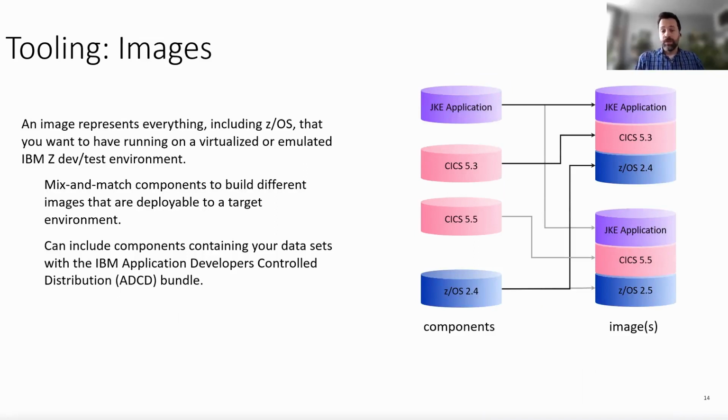So an image really represents everything that is going to be running on the either emulated or virtualized environment. You've got your zOS component that contains all your system volumes. You've got your DB2 volumes. You've got your KIX volumes, and then you have the data that goes along with that. You could have data sets that represent your application and so on.